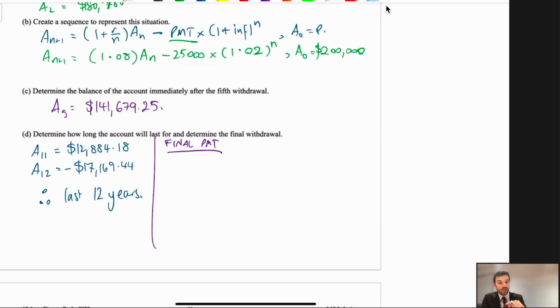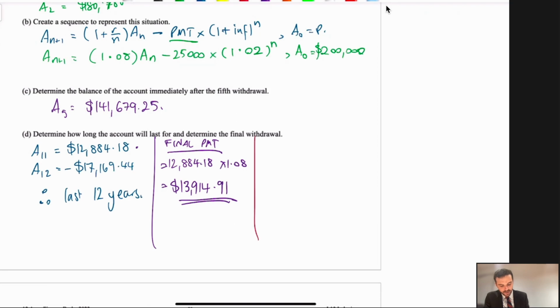Remember, you had your underpay, and then you times by the interest. So we know that the final payment is going to be A11, which is 12,884.18, and then we're going to earn the 8% interest. Now that is going to be your final withdrawal. Now that is definitely the best method, and I'll show you the other method, but this is definitely the best method for this. So that's your final payment. Easy, right?